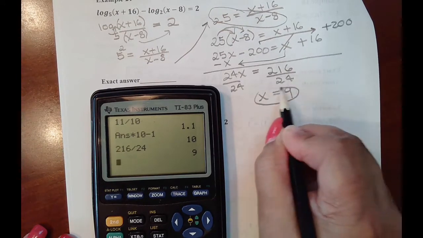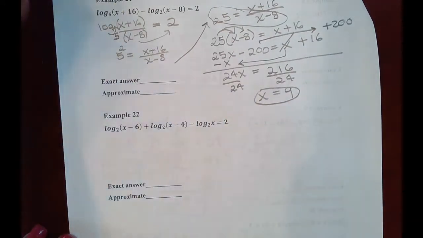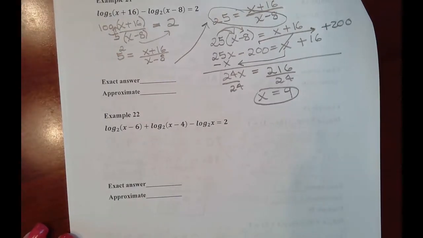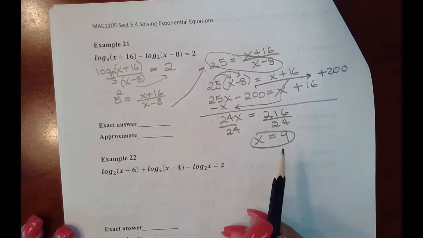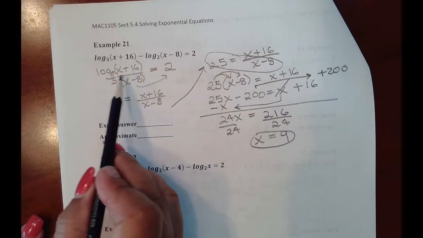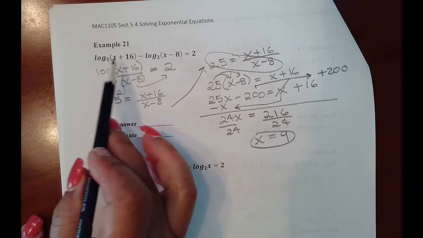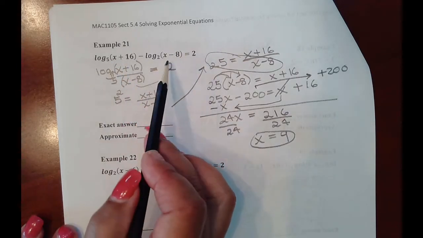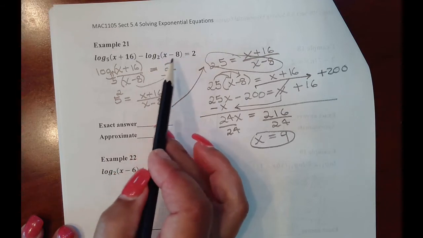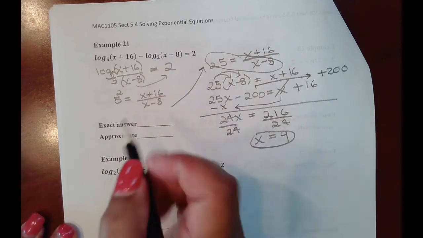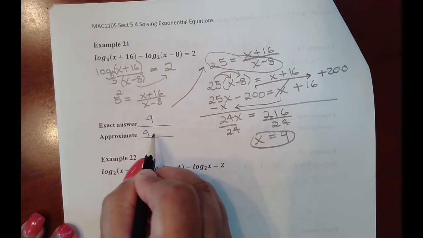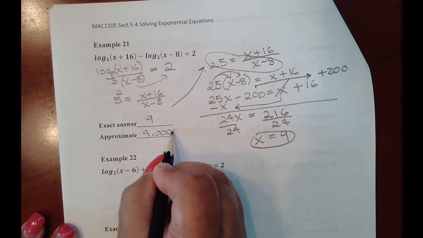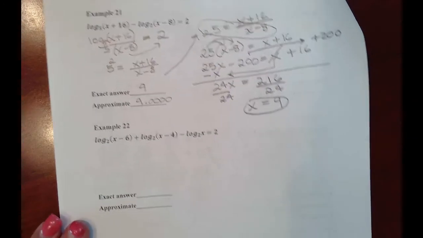Okay, make sure that you check the number that you are plugging into each of the individual arguments to make sure it doesn't need to be rejected, that it doesn't create any kind of a negative. So if you put a 9 right in there, that certainly does not create a negative in this first argument, nor does it create a negative in the second argument. 9 minus 8 is 1. So that answer is perfect. Approximate to 4 decimal places is that.